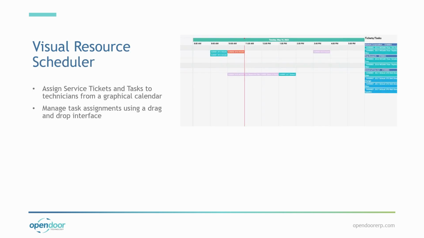So our first feature for today is our visual resource scheduler. So this is a visual calendar that you can use to assign service tickets and tasks to your technicians. You can view by day, by week, or by month, and you can assign tasks and tickets with a simple drag and drop interface.